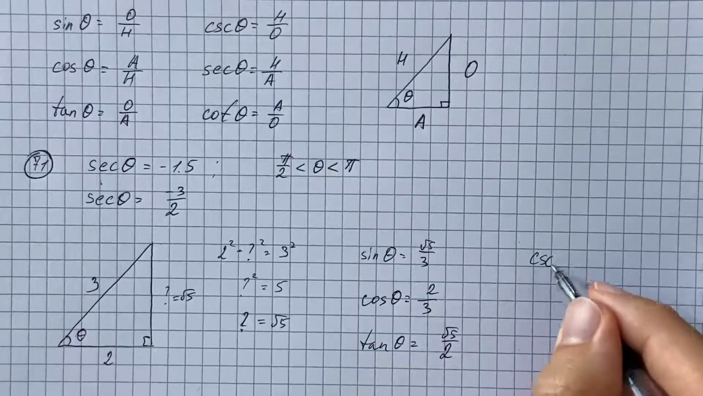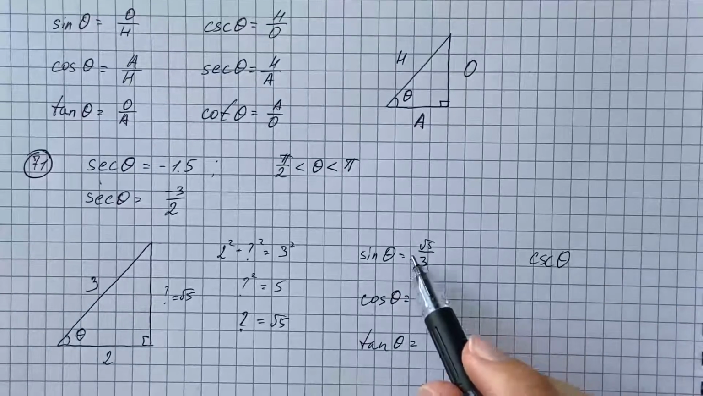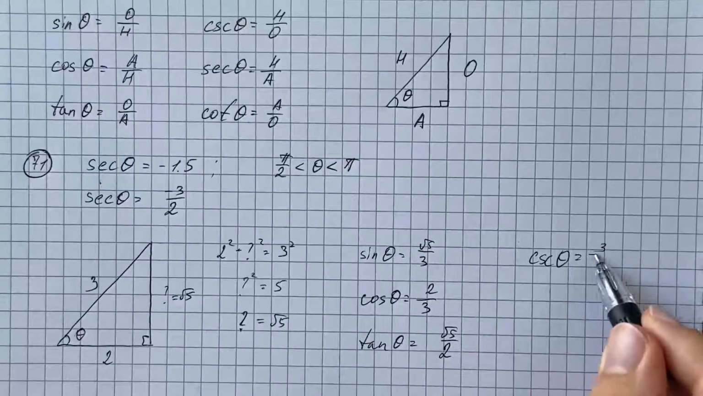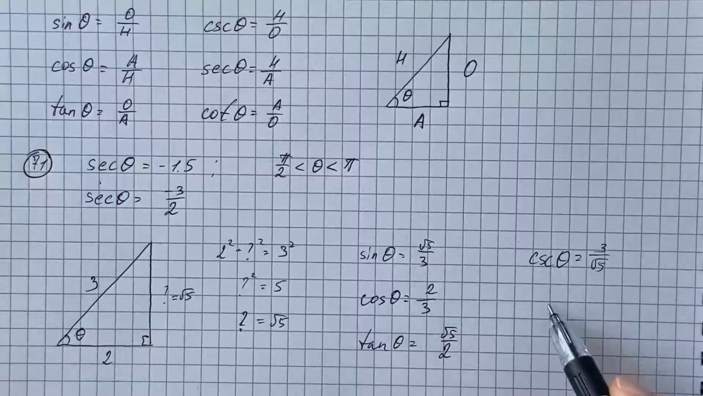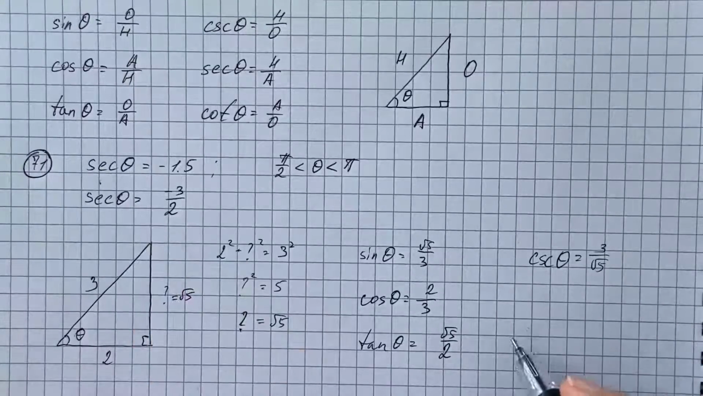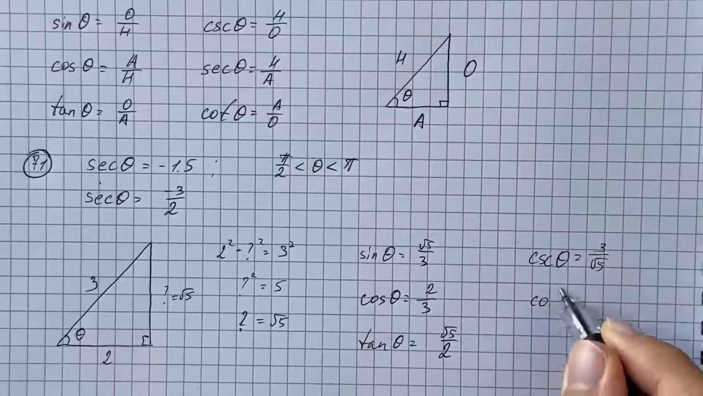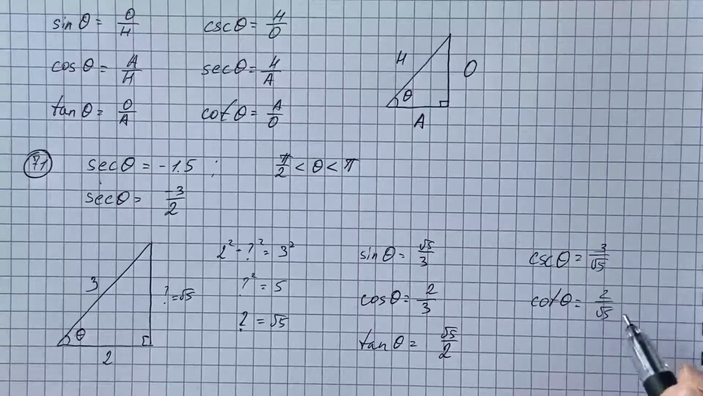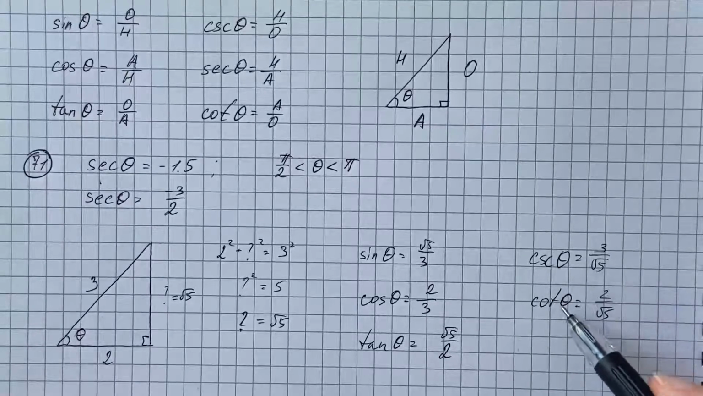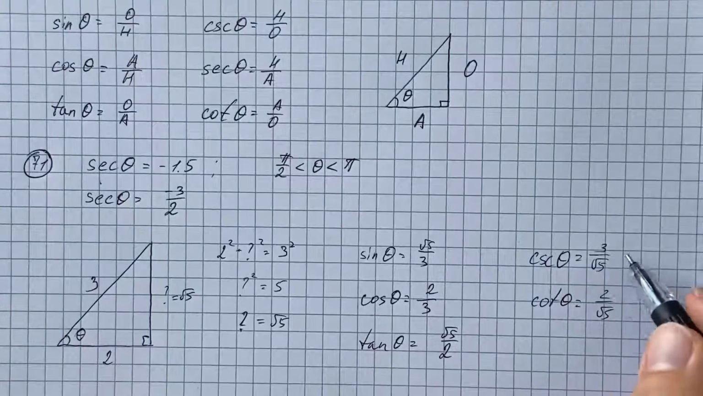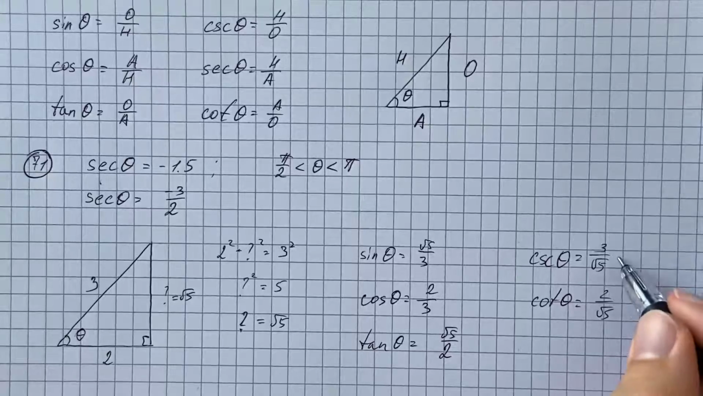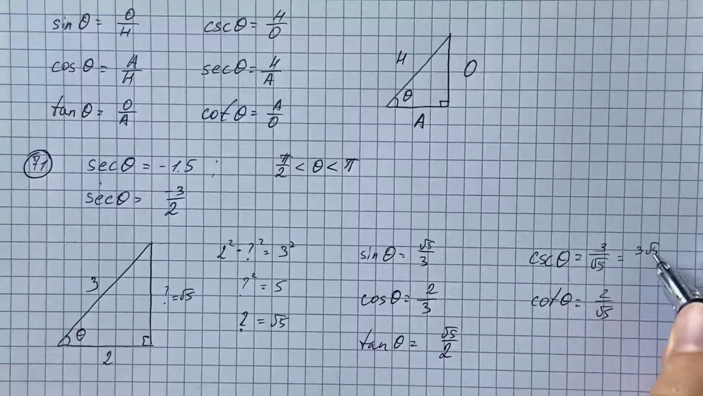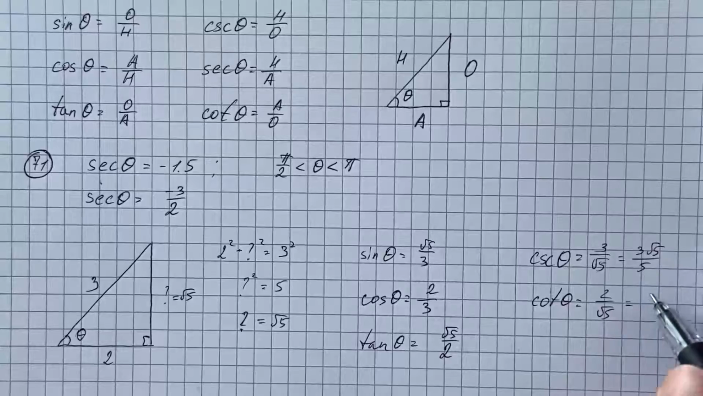Then we're going to find cosecant, and here we're just going to flip the ratio. It's going to be 3 over square root of 5. Secant is given, so the only one left is cotangent, and that's going to be 2 over square root of 5. And we can rationalize cosecant and cotangent, so we just multiply the numerator and denominator by square root of 5 and get 3 square root of 5/5. And here 2 square root of 5/5.